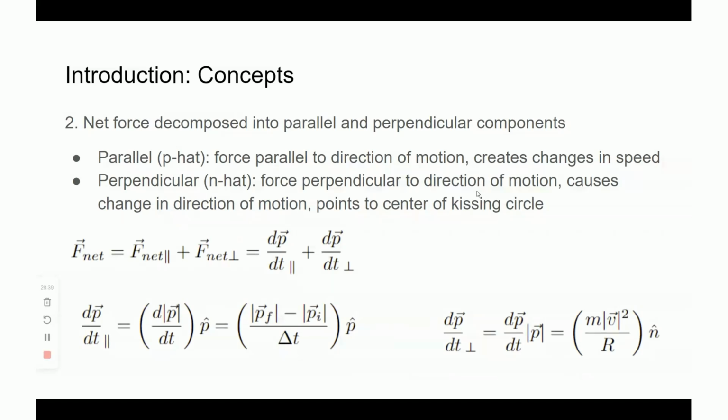We also have to talk about the parallel and perpendicular components of a net force. The parallel, or p hat direction, refers to the changes in speed. That's what causes the changes in speed, and it's parallel to the direction of motion. In the perpendicular direction, or n hat, this causes changes in the direction of motion, and it points to the center of the kissing circle, so towards the direction that the object will be turning. And the relevant equations can be shown below.